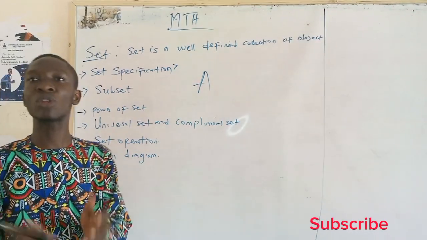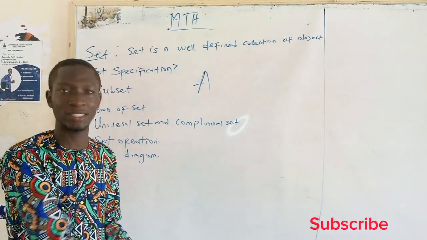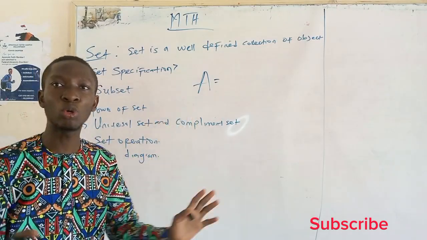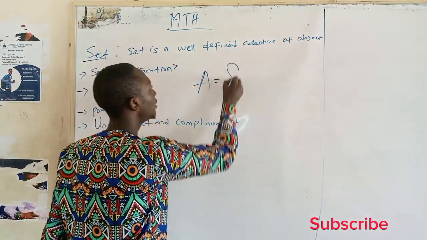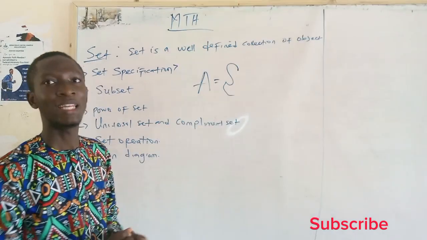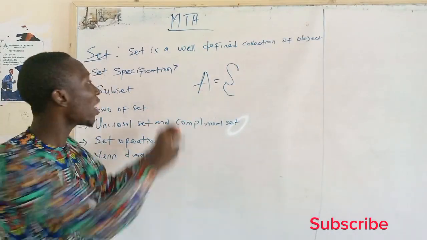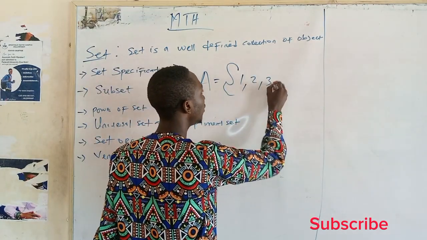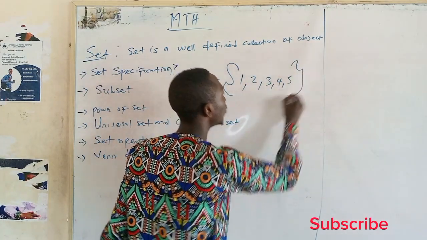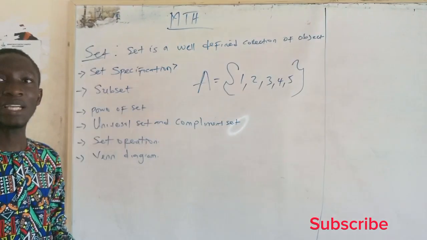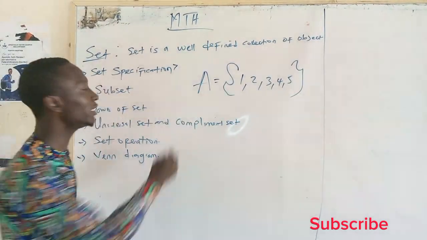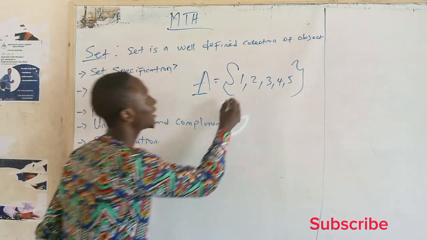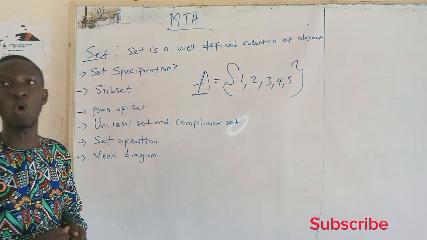Now, if you want to talk about the items in that set, you use curly brackets to enclose the items in that set. So this is how the curly bracket looks. Let's say the elements or members or items in set A are 1 to 5. This is 1, 2, 3, 4, 5. Then you close it like this. Are we together? This is the set represented with capital letter A, and these are the items or members or objects.